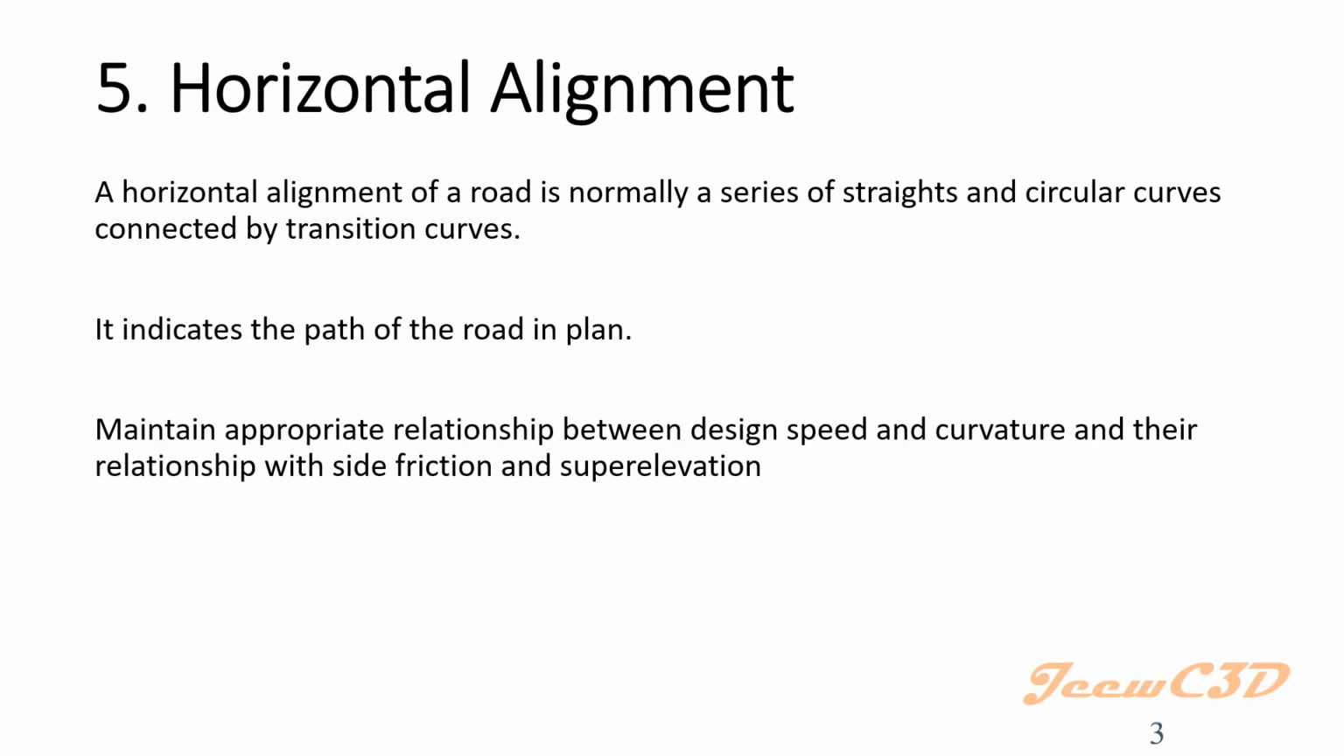So what is horizontal alignment? Horizontal alignment means the plan view of the road. So if you go to the sky and see the roads below, you can see only straights and curves on the road. So you cannot see any elevation of these roads. You will only see the straight sections and curved sections. So the horizontal alignment means the plan view of a road. It consists of straights and curves.